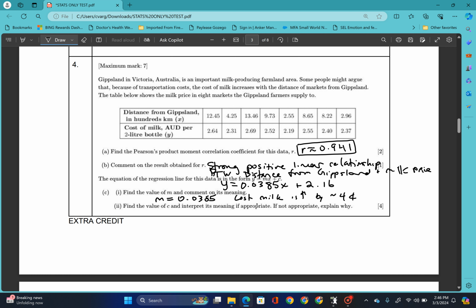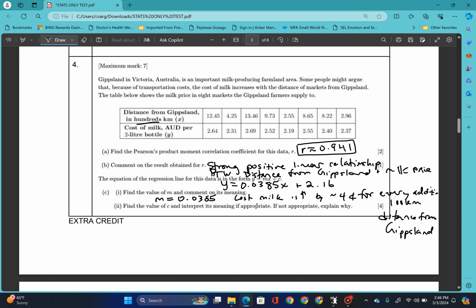Yeah. So this is every additional kilometers in hundreds, right? So for every additional 100 kilometers distance from Gippsland, okay? Because that is what our x value is.